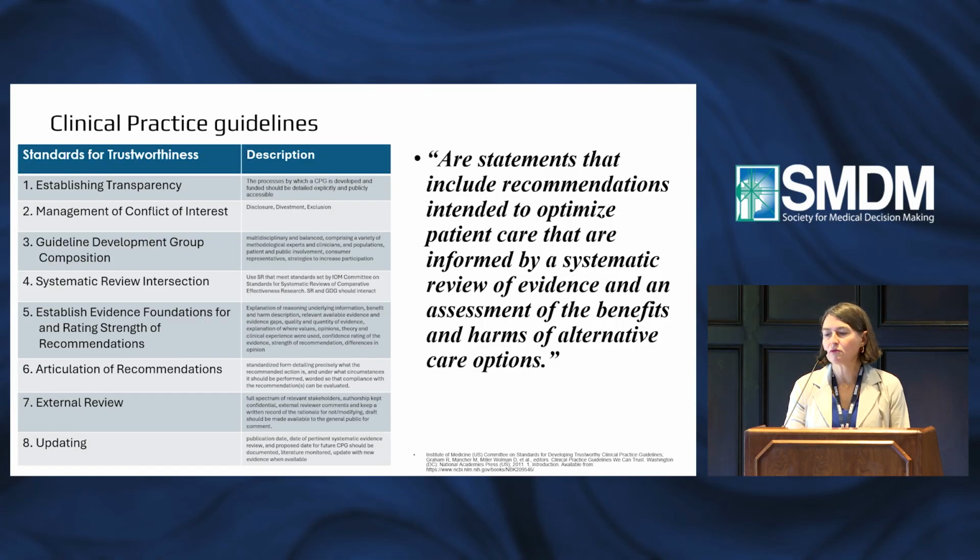All right, so for those of you who are familiar with clinical practice guidelines or not, the definition is that they are statements that include recommendations intended to optimize patient care. They're informed by systematic review of evidence and an assessment of the benefits and harms of alternative care options. And I think what I really want everyone to remember from my talk is this part of the definition that talks about alternative care options. And thinking about comparators, what are we really comparing as the alternatives to make the decision?